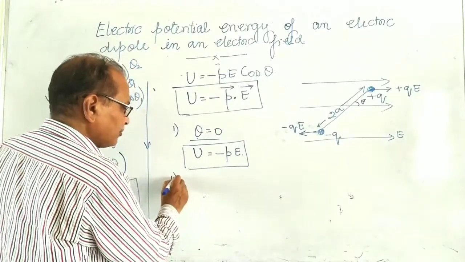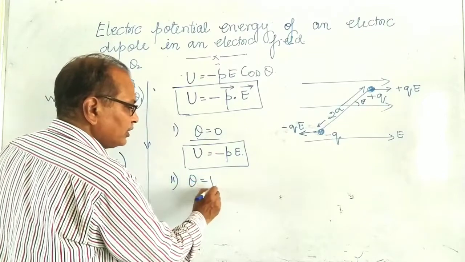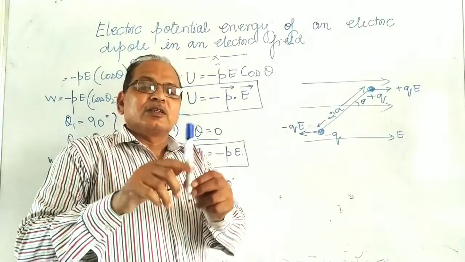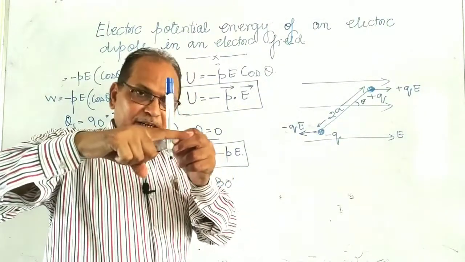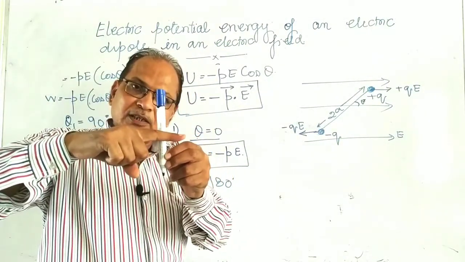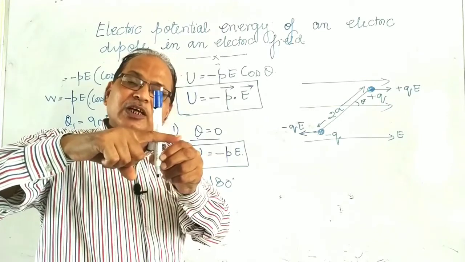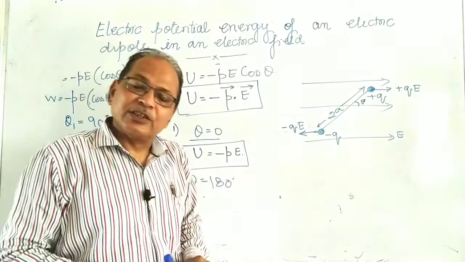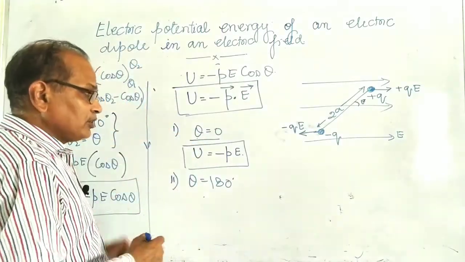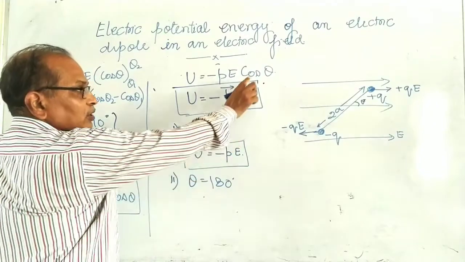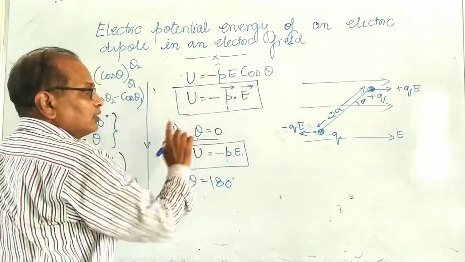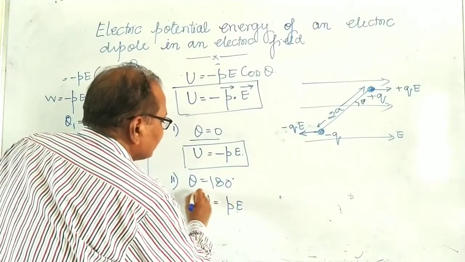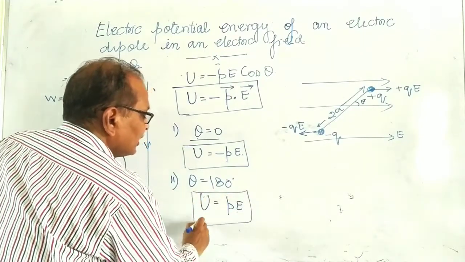Now the second case, if theta is equal to 180 degrees, that is, initially the electric field lines and the dipole are like this, and instead the dipole is moving to a 180 degree angle. The final angle is 180 degrees. Then what happens? Put the value of cos 180, it is minus 1, so U comes out to be plus PE. This is the total electric potential energy.